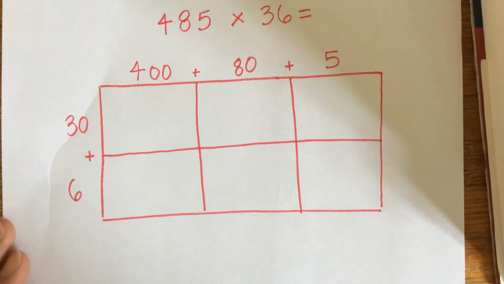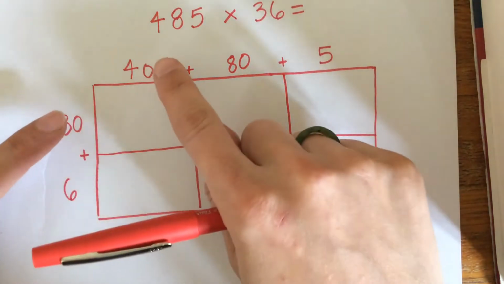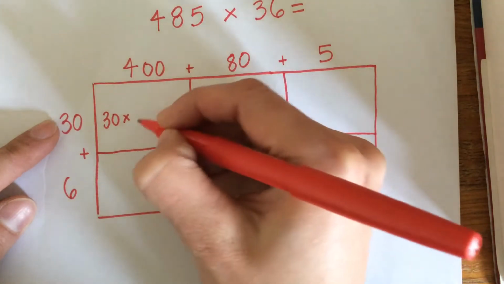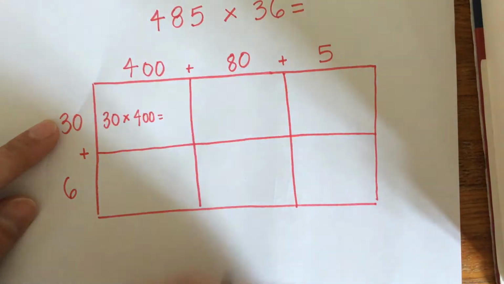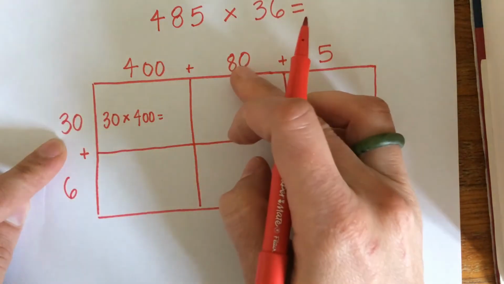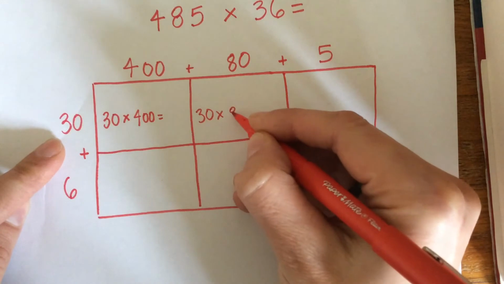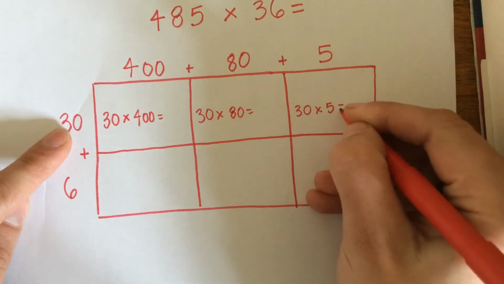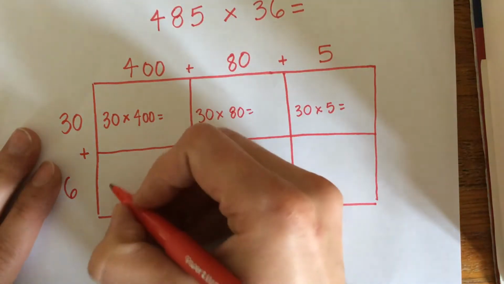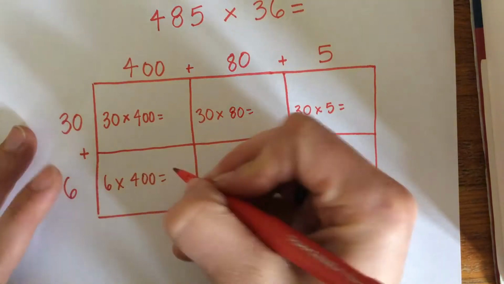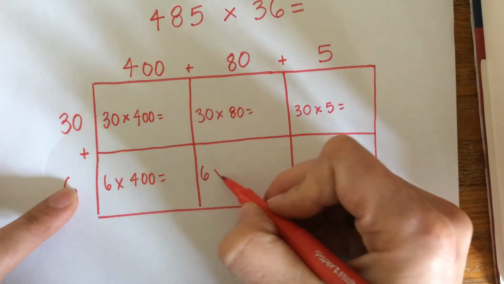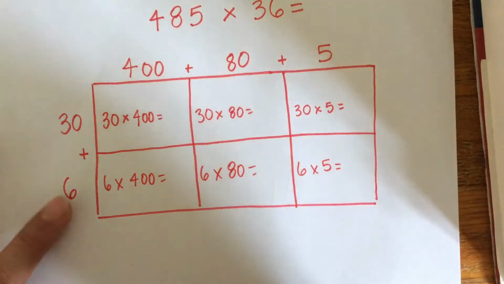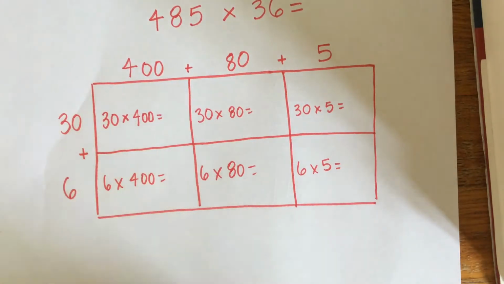And I would like you then to set up your question. So you're looking here at these two numbers. So I see there's a 30 times 400 equals. Over here we've got 30 times 80. And here 30 times 5 equals. We come down here, 6 times 400, 6 times 80, 6 times 5 equals. Always put that equal sign. And now the math part.